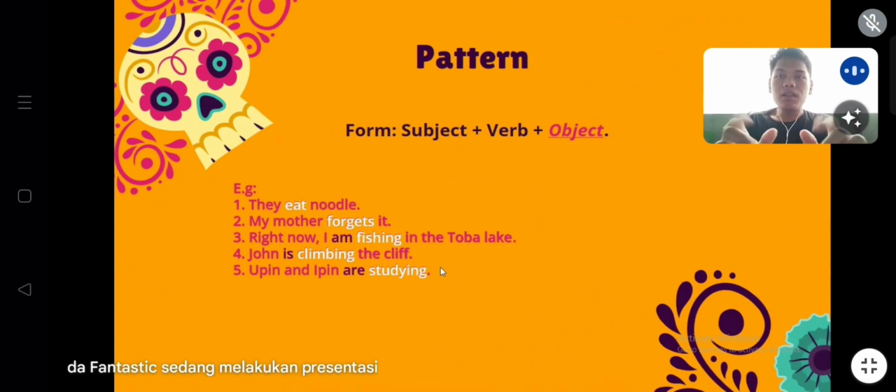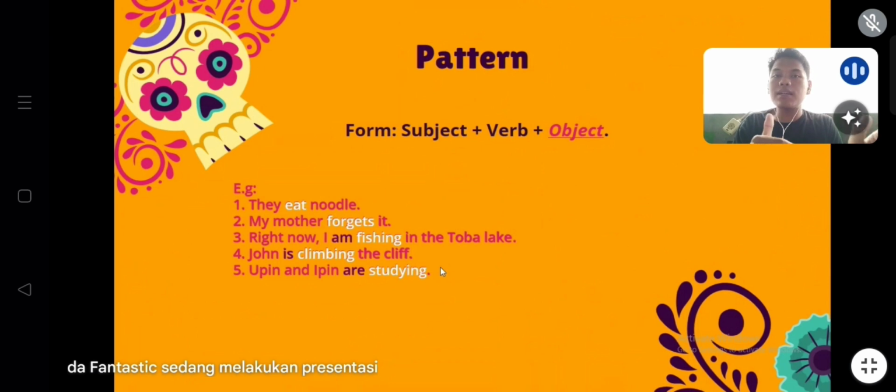Okay? They eat noodle. They do something. Yes, eating noodle. My mother forgets it. My mother does something that is forgetting it. Right now, I'm fishing in Toba Lake. I am doing something that is fishing in Toba Lake.